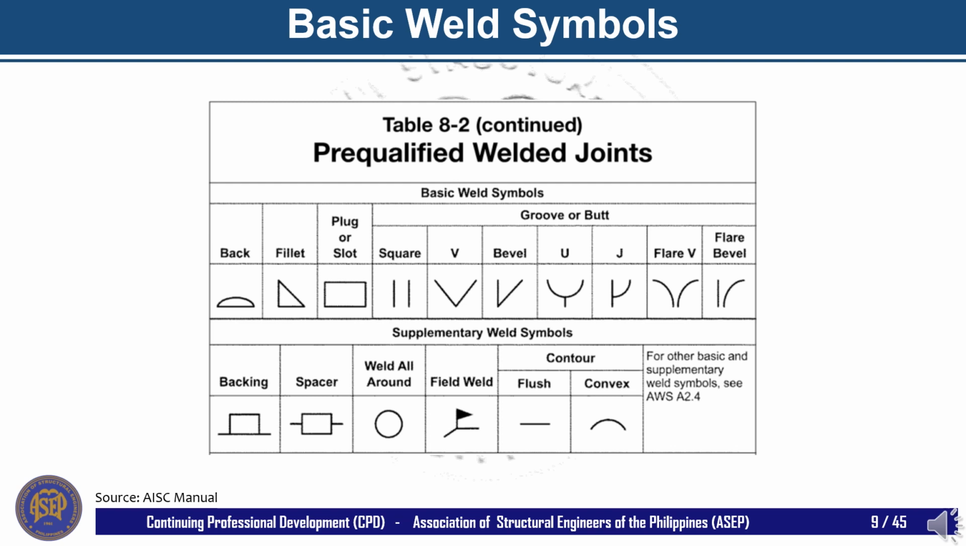Table 8-2 of the steel manual shows the basic weld symbols, where commonly used symbols are the fillet weld, bevel groove weld, flare bevel groove weld, the backing bar, field weld symbol, and the weld all around symbol. Both here in the Philippines and in the US, weld all around symbol is a commonly misused portion of the welding symbol.